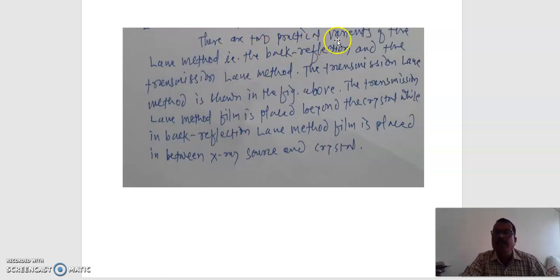There are two practical types of Laue method, that is back reflection and transmission. In back reflection, this film is placed between source and crystal.